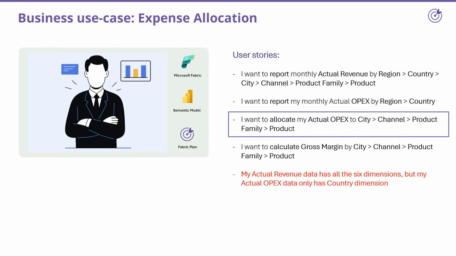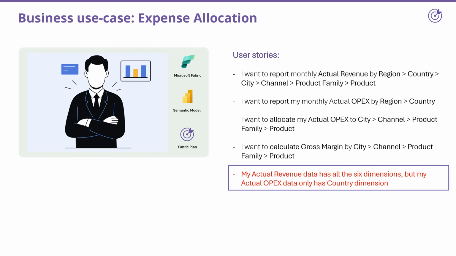And the third user story is I want to allocate my actual operating expense to city, channel, product family, and product. Here we start thinking about how this can be handled, because if you see the last point, which is highlighted in red, it says my actual revenue data has all the six dimensions, but my actual OPEX data has only country dimension. That means I never had OPEX at city level, channel level, or product level, even product family, which is the parent of the product.